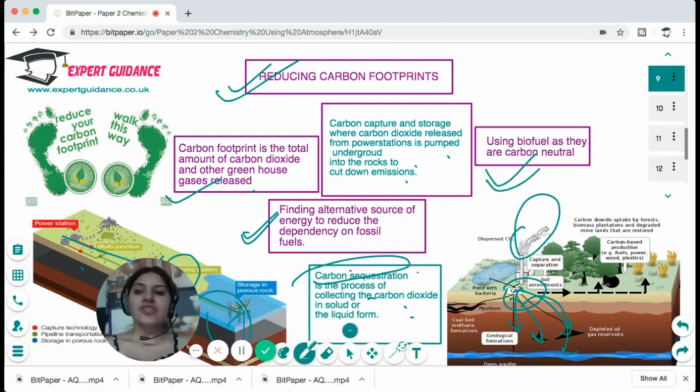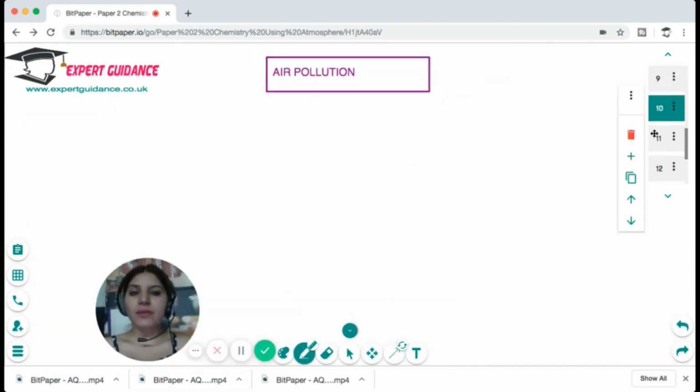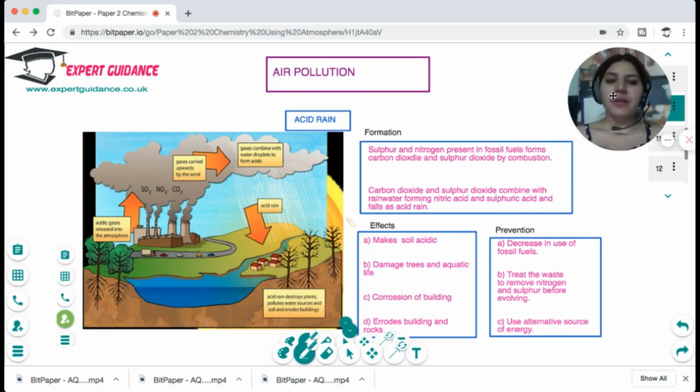Okay, so I hope this process of reducing carbon footprints is clear to you. Now, air pollution, it's a similar topic as we did in ecology and biology. In air pollution, the fossil fuels are burning. They have sulfur, nitrogen, and carbon. They release sulfur dioxide, nitrogen dioxide, and carbon dioxide. Carbon dioxide is causing global warming and the greenhouse effect. We have already discussed that. Whereas sulfur dioxide and nitrogen dioxide combine with rainwater and form acid rain. And this acid rain is making the soil acidic, damaging trees, and corroding buildings.